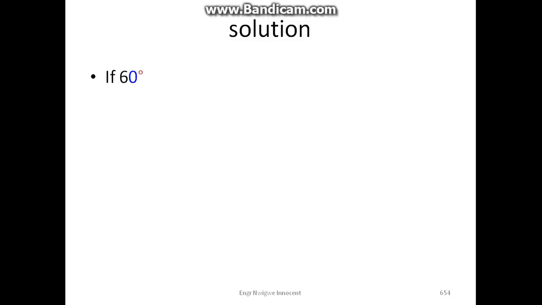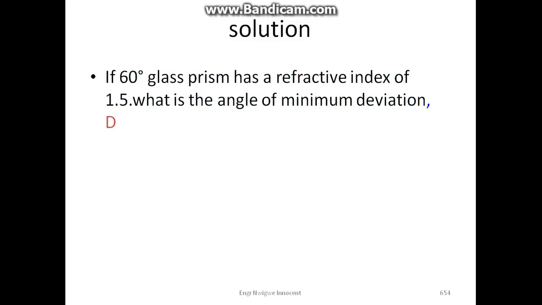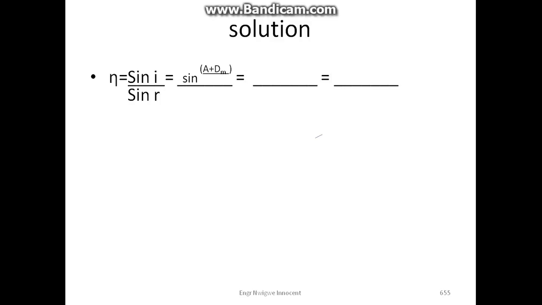Example: if a 60 degree glass prism has a refractive index of 1.5, what is the angle of minimum deviation Dm? Solution. Refractive index is equal to sine i over sine r, which is equal to sine in bracket (A plus Dm) over 2, all over sine A over 2, which is equal to sine in bracket (60 plus Dm) over 2, all over sine 60 over 2, which is equal to sine in bracket (60 plus Dm) over 2, all over sine 30 degrees.